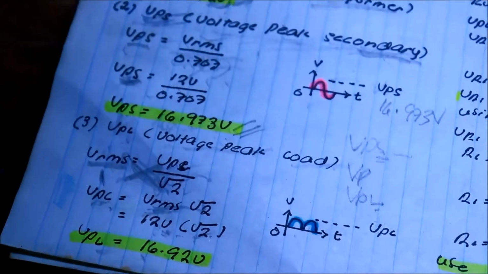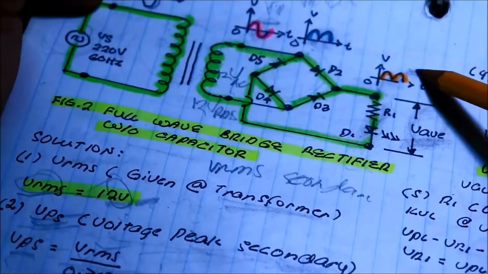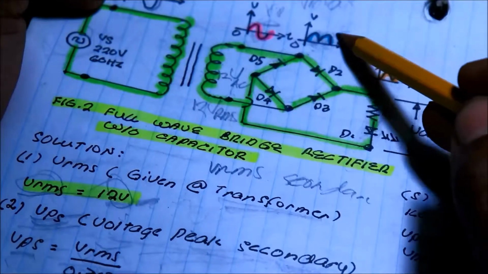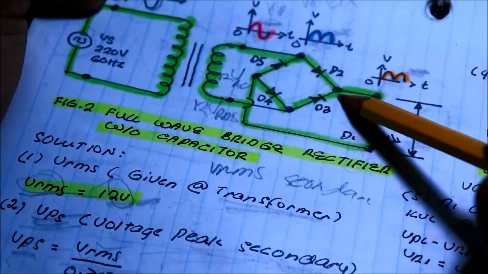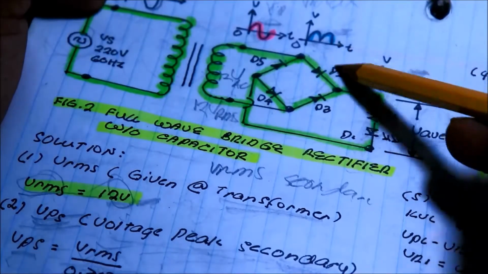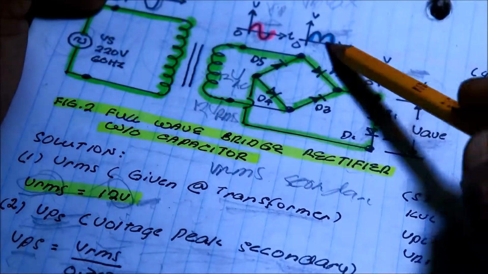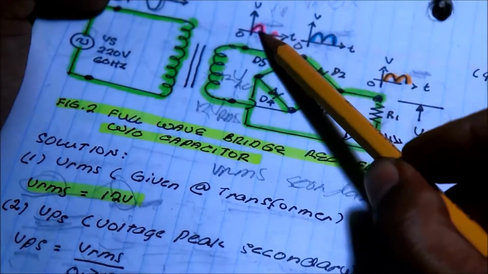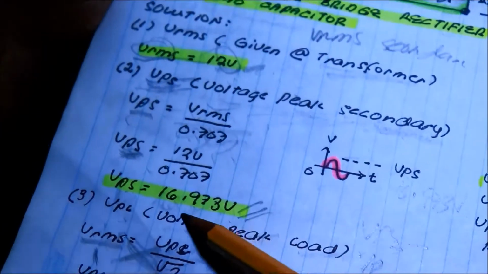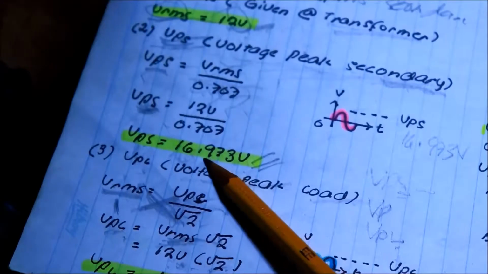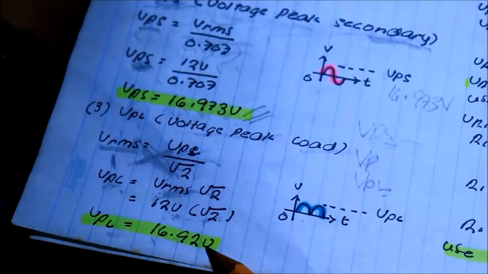The voltage peak of the load is this, the orange one, which is the same as the voltage peak of the rectifier, because the one supplying the voltage here is the rectifier. That's why they have the same waveform. It is almost the same as the voltage peak of the secondary, VPS, 16.973 volts. Here, 16.92.